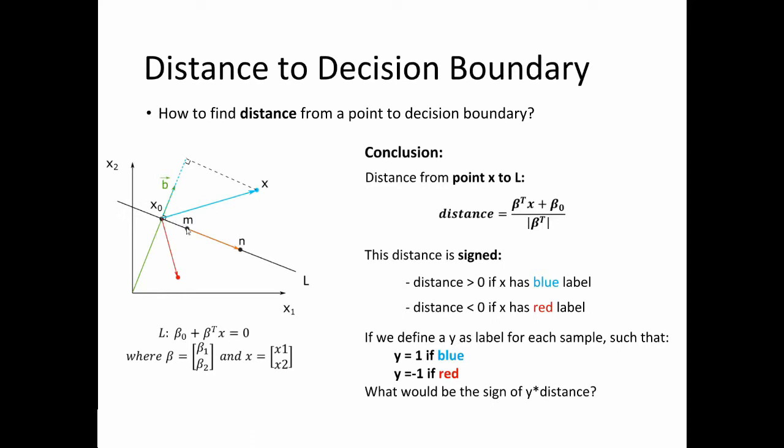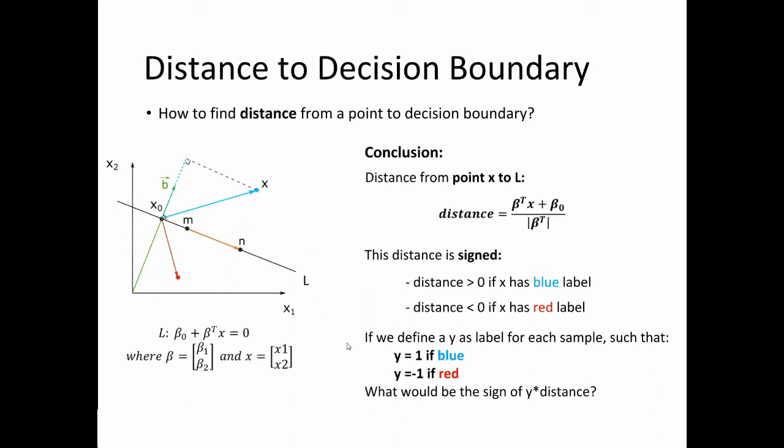And that dot product is going to be larger than 0. If that sample happened to be in this region, however, it will have a red label, and that angle is going to be larger than 90 degrees, and the dot product is going to be a negative number.